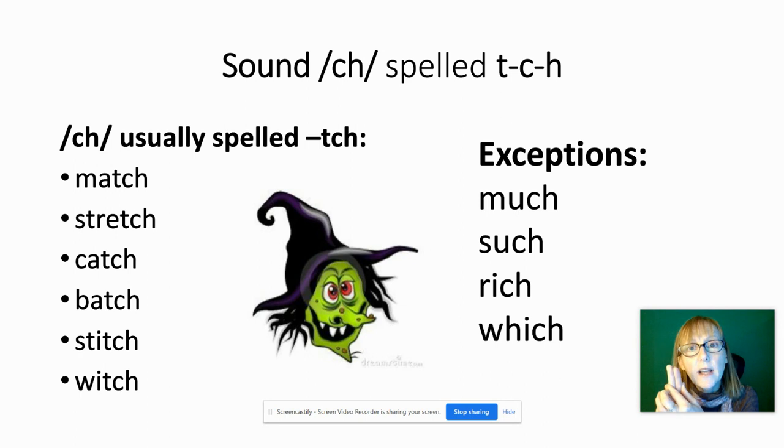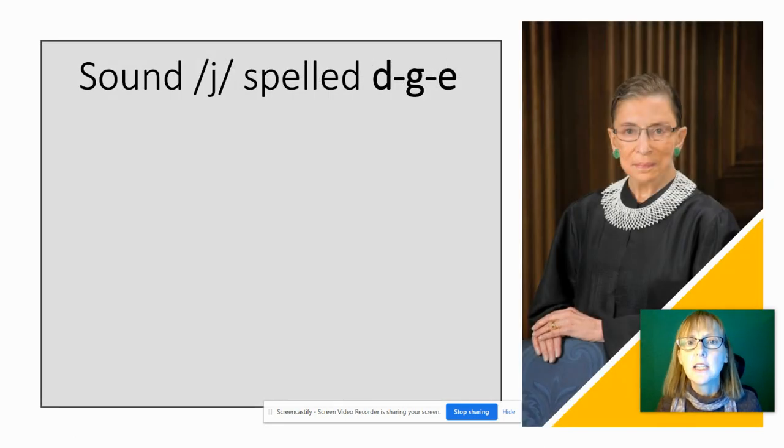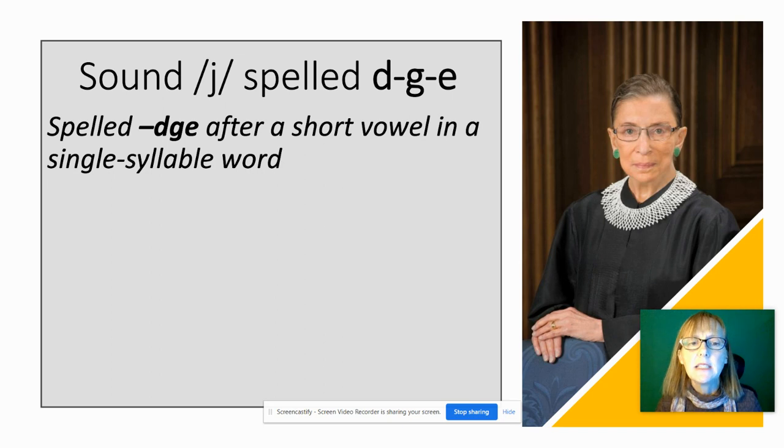Remember, two vowels that make one sound, WH, which, and ending with the vowel digraph, CH, making one sound, ch. All right. The next one is j, spelled DGE. Spelled DGE after a short vowel in a single syllable or one syllable word. DGE, j. It's only a simple little sound, but it's spelled with three letters.